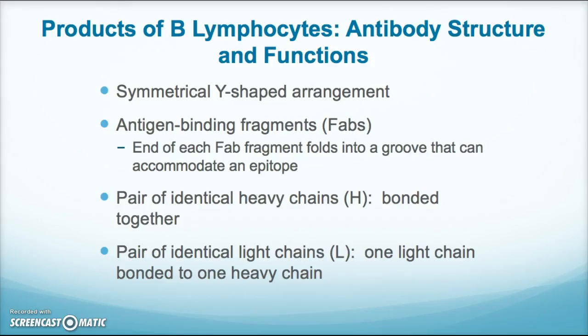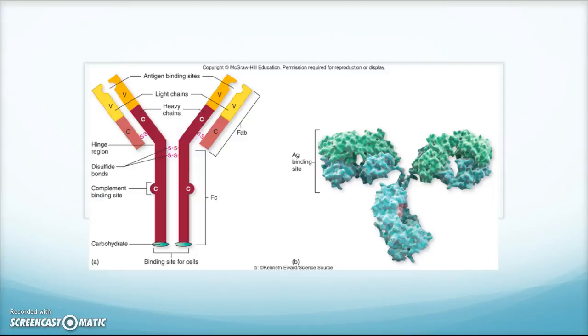And so when we look at antibodies, we want to talk about what their structure and function is. They're a symmetrical Y-shaped arrangement, and you saw that in one of our earlier slides. They have an actual portion that is the antigen binding fragment. It's called the Fabs, and this is the forked portion of the Y. And it has a groove that can accommodate whatever the unique epitope is. It has these identical heavy chains that make up the lower part of the Y, and the identical light chains, and these make up the lower part also. I'll show you a picture of that.